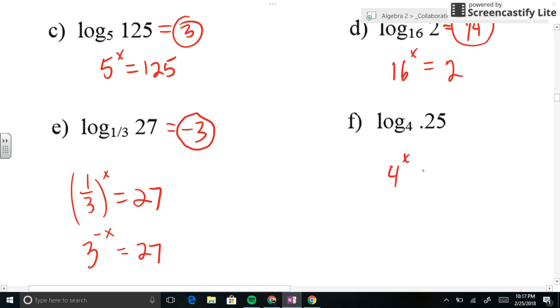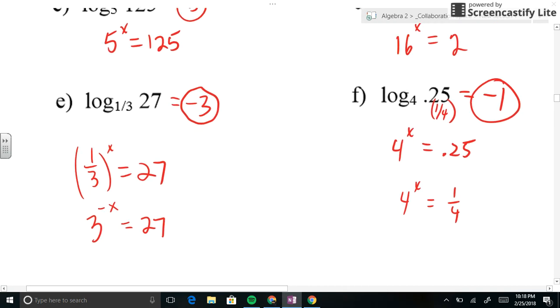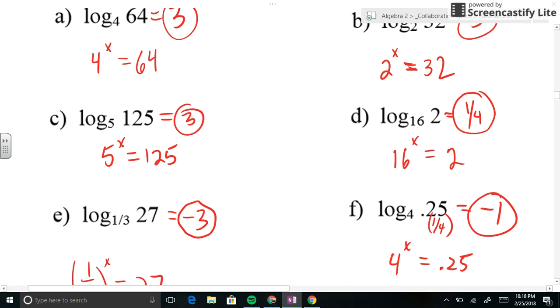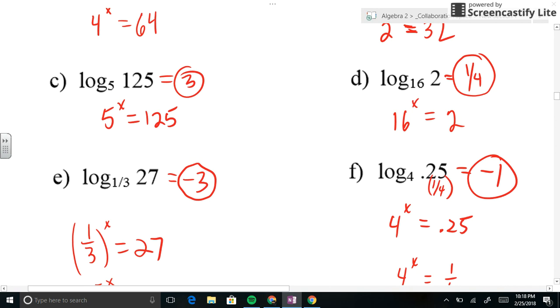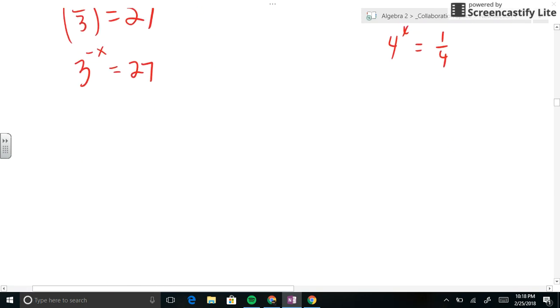And then 4 to what power equals 0.25? Well, I'm going to change this 0.25 to a 1/4 because this will make more sense. So instead of 4 to the x equals 0.25, I'm going to say 4 to the x equals 1/4. So really all I need to do is the reciprocal of 4. And to do the reciprocal, I just need to make the exponent -1. So those are a few evaluating the expressions. You're basically just trying to figure out whatever the base is, raise that to what power, and that'll give you the number next to the log, but not the base.